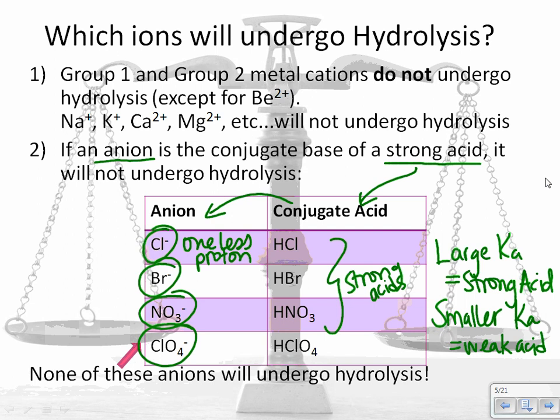So if you're not sure, look in the back of your book. If it has a very high Ka, or it doesn't say, it just says very, very large, you know it's a strong acid, and you know its anion is not going to undergo hydrolysis. So none of the anions, none of the negative ions in this chart will undergo hydrolysis. So in both of these cases, for both of these rules, there's no reaction for the hydrolysis.